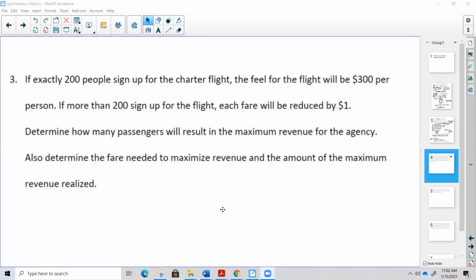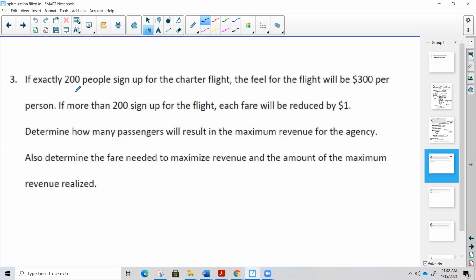In this video, I am going to do a few more optimization examples from the packet that will hopefully help with the take-home quiz and also being prepared for the Unit 2 exam. So this is question 3 on page 22 of the Unit 2 packet.